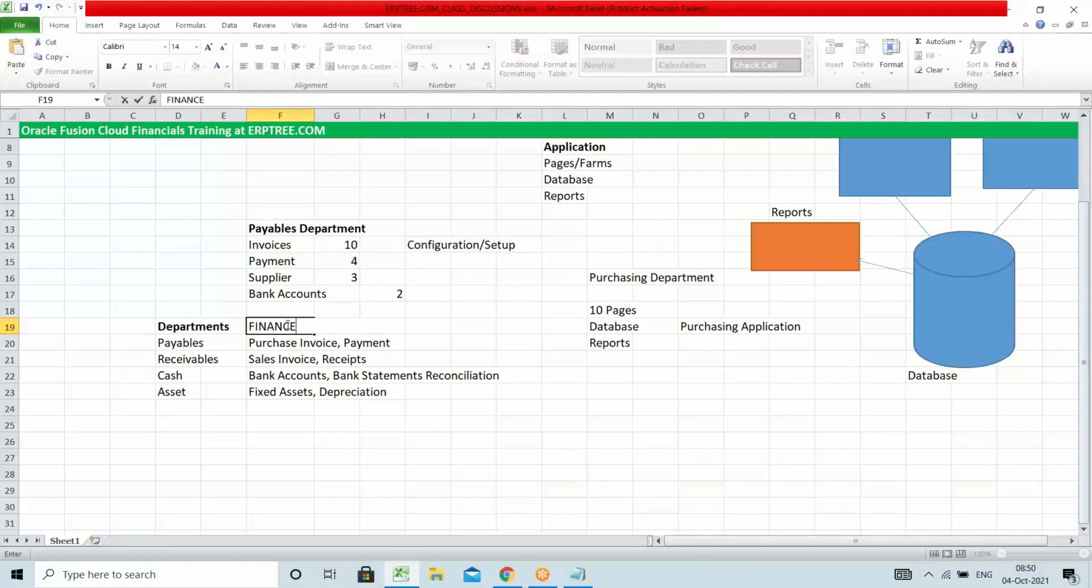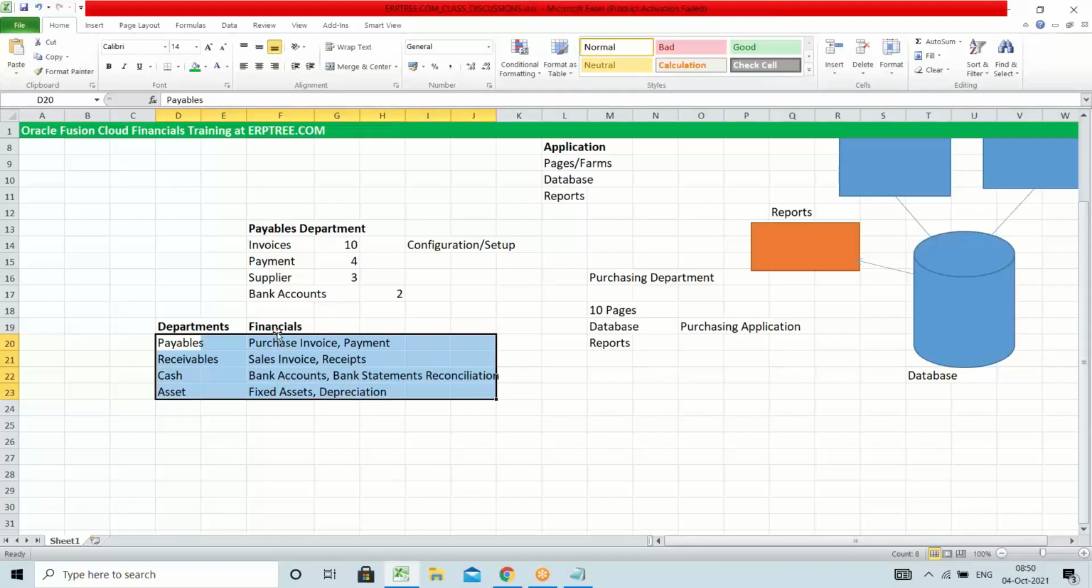Since these four departments are dealing with finance, you can call them financials related departments. Financials means where money matters are involved. So these four we are calling financials. As per Oracle, there is one more department which they frame to manage all these four departments. That we'll discuss later. For now, take this. This is the meaning of financials.